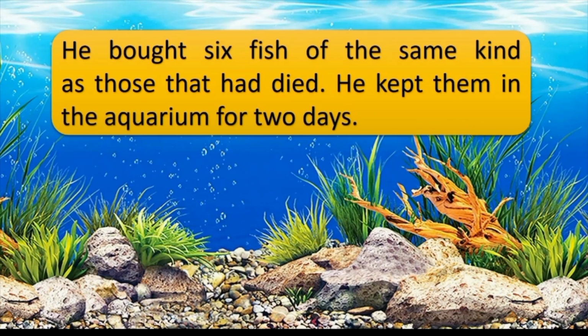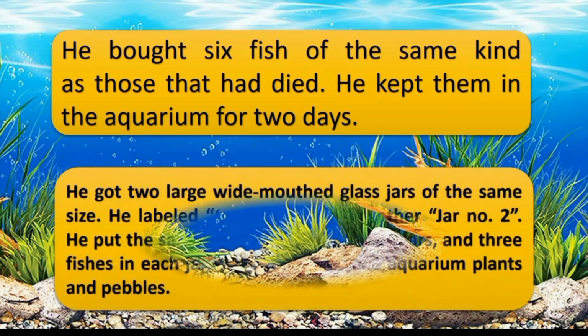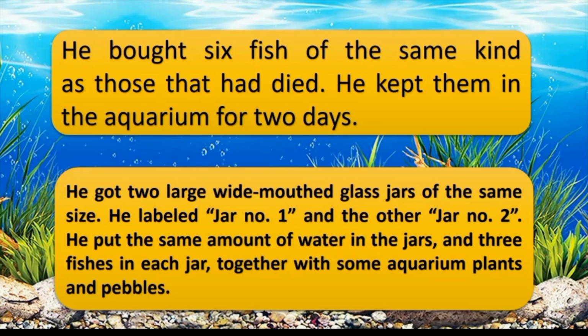He bought 6 fish of the same kind as those that had died. He kept them in the aquarium for 2 days. He got 2 large wide-mouthed glass jars of the same size. He labeled one jar number 1 and the other jar number 2. He put the same amount of water in the jars and 3 fishes in each jar, together with some aquarium plants and pebbles.